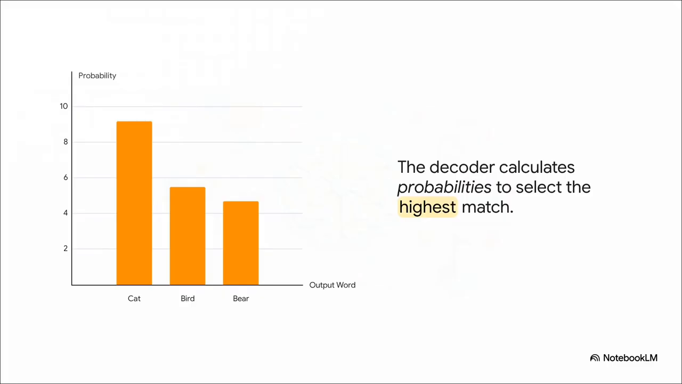And the decoder doesn't just randomly guess, right? It calculates probabilities. The model generates a list of potential output words and assigns a mathematical score based entirely on those vector relationships we just talked about. It looks at the coordinates. Cat scores a 9.2, bird gets a 5.5, and bear gets a 4.7. The AI just follows the math and selects the word with the absolute highest probability.